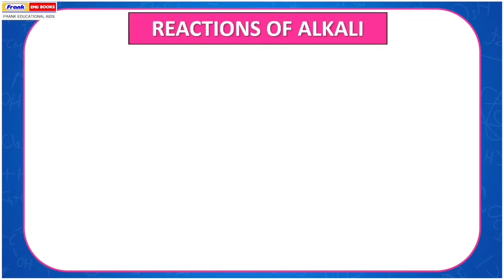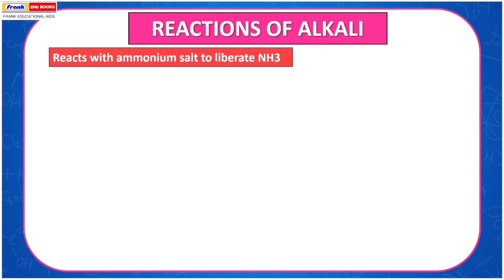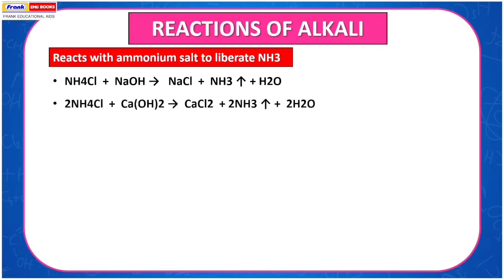Reactions of alkali. Alkali reacts with ammonium salt to liberate ammonia. NH4Cl reacts with NaOH to produce NaCl, ammonia and water. NH4Cl reacts with calcium hydroxide to produce calcium chloride, ammonia and water. (NH4)2SO4 reacts with potassium hydroxide to produce potassium sulfate, ammonia and water.